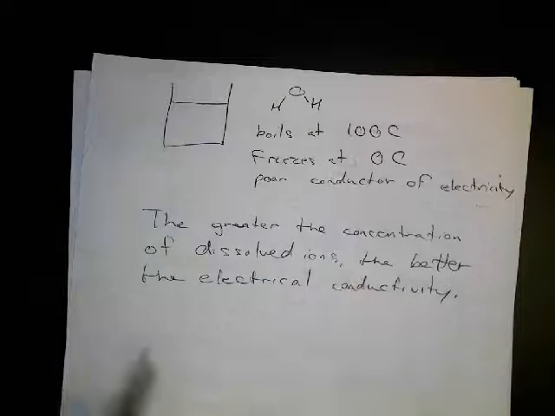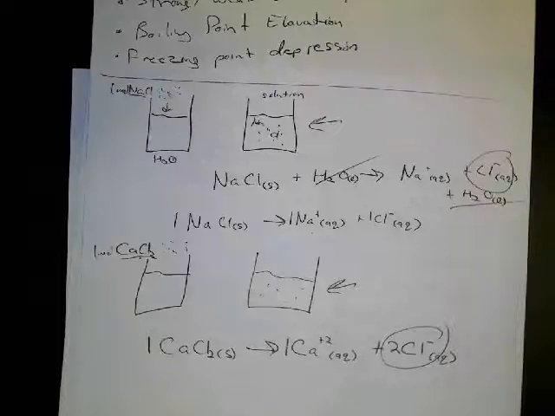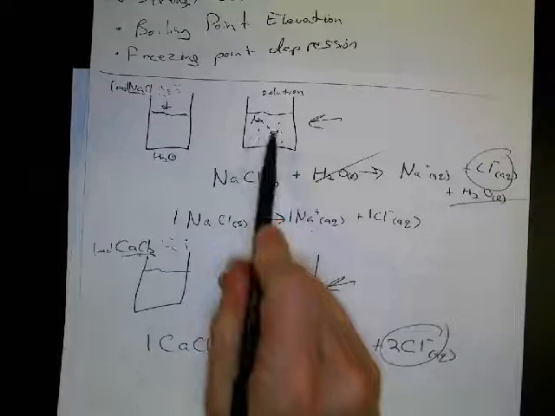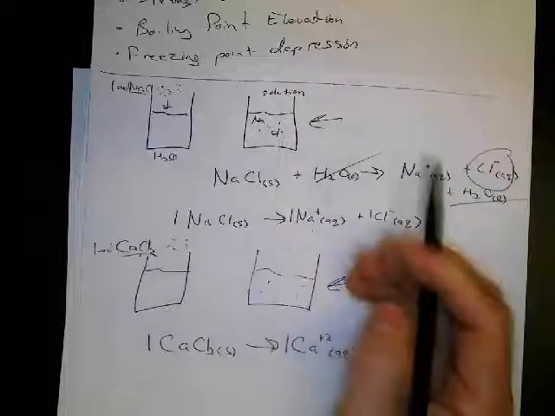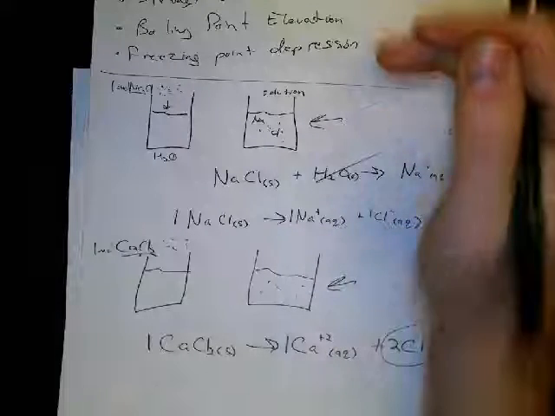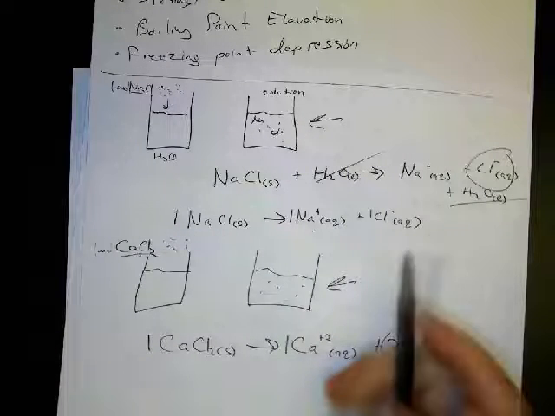So let's go back to my salt solutions. This sodium chloride solution, if I put in some sodium chloride, would actually make the water freeze at temperatures lower than 0 degrees Celsius. And the same would be true of the calcium chloride.